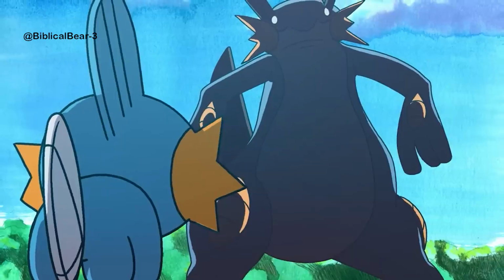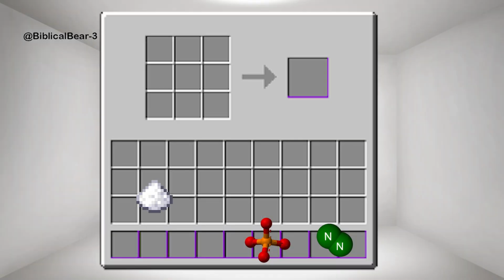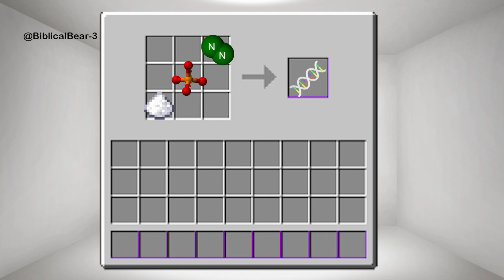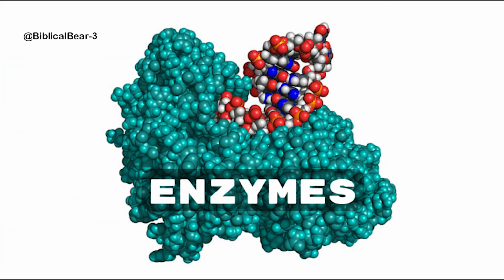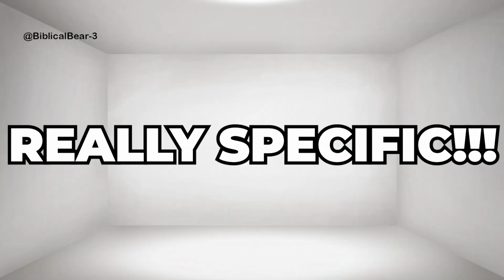However, for all of that to happen, RNA first needs to be formed. For RNA to be formed, it first needs a sugar, a phosphate group, and a nitrogenous base. However, this process doesn't happen naturally and is mediated by a specific group of enzymes. And I'm talking about a really specific group of enzymes. So let's just do the math.